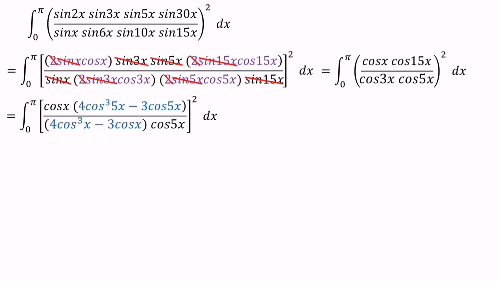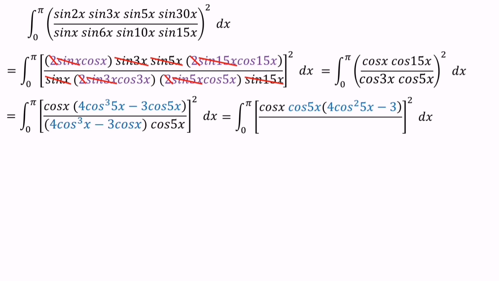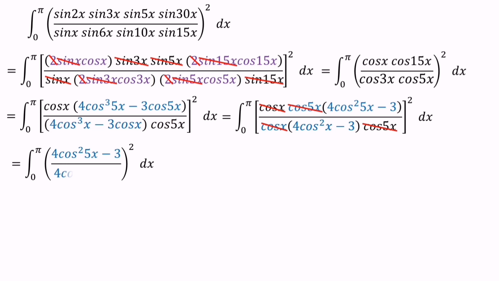Now we can take cos 5x as a common factor in the numerator. Similarly, we can take cos x as a common factor in the denominator. After that, we can cancel out the numerator cos x and denominator cos x. Similarly, we can cancel out cos 5x in the numerator and denominator. Then we get the result 4 cos squared 5x minus 3 over 4 cos squared x minus 3, perfect square.